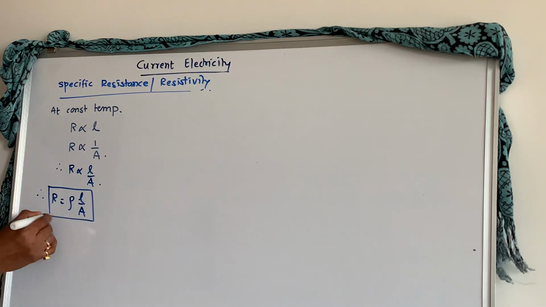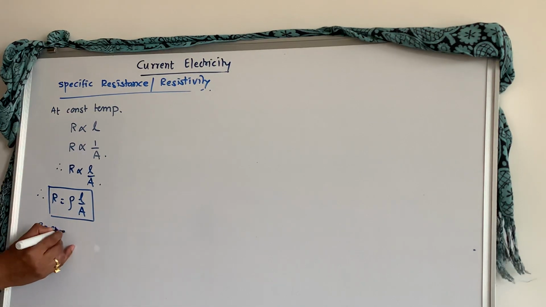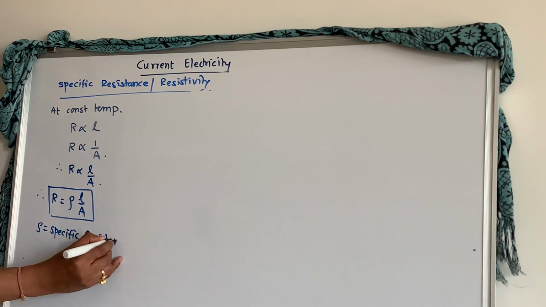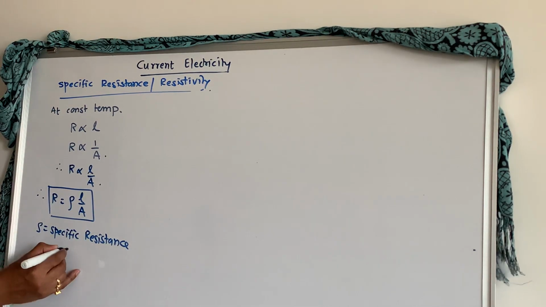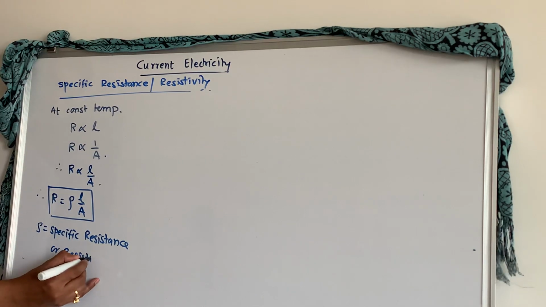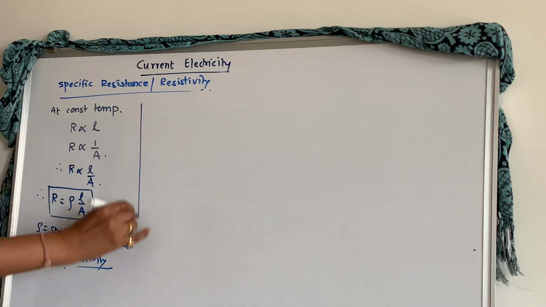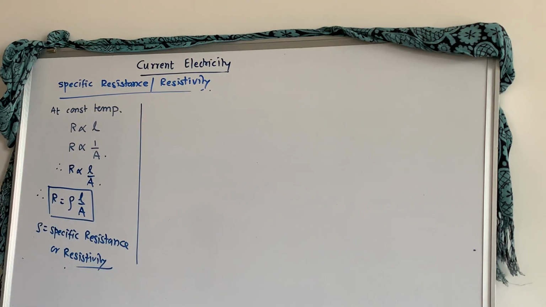Now we also write density as rho, so don't worry about that part. Your rho is a constant. You cannot change this part. This rho is called specific resistance, also called resistivity. This resistivity is a characteristic property of the metal, right?